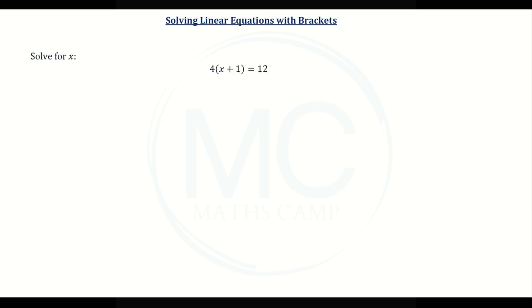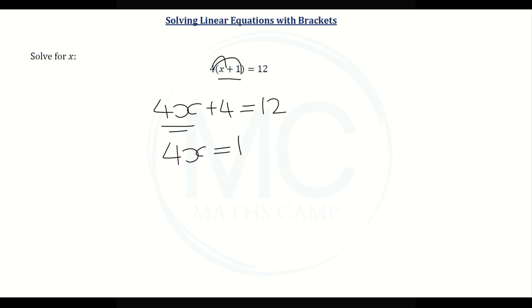Solve for x. Here we have 4 multiplied by the bracket x plus 1. So let's expand this bracket. So we say 4 multiplied by x, and we get 4x. Then we multiply 4 by 1, and we get positive 4. And we can make this equal to 12. Now on the left side, we've got our x term with 4x. So we put 4x over here. On the right, we've got 12.